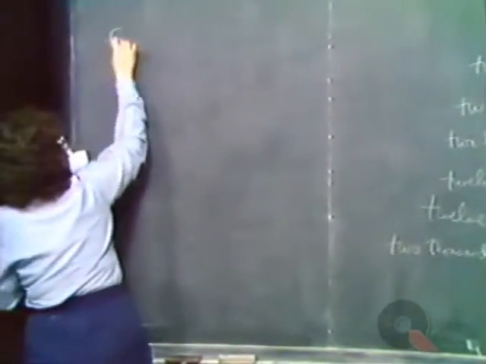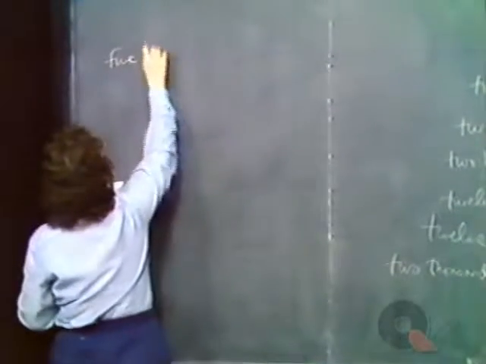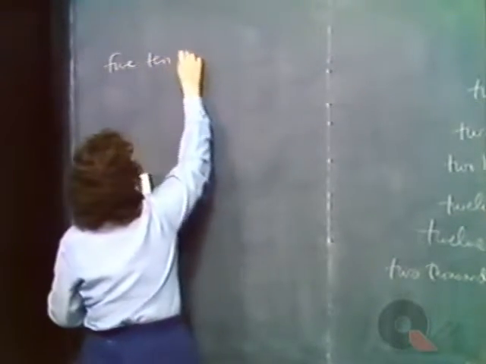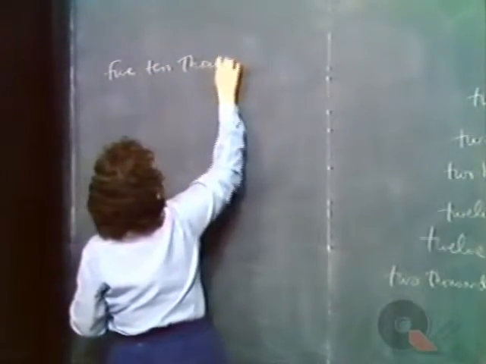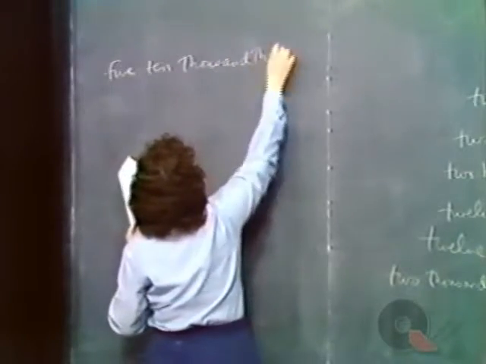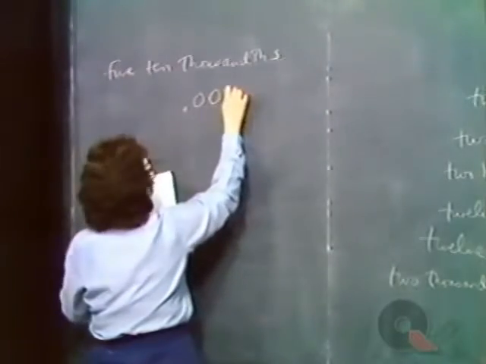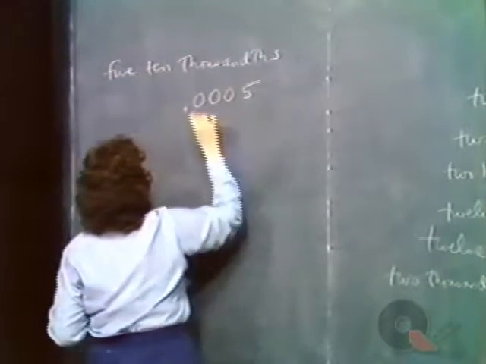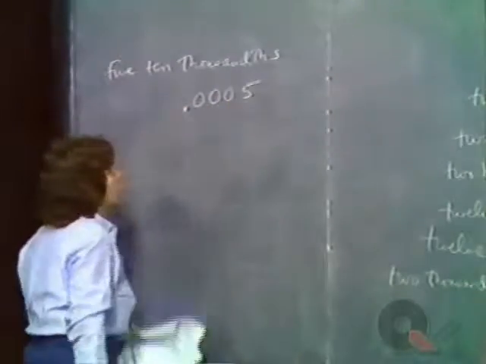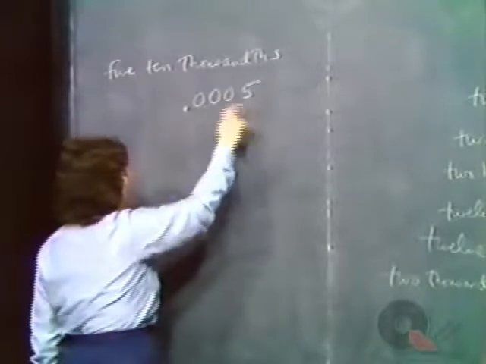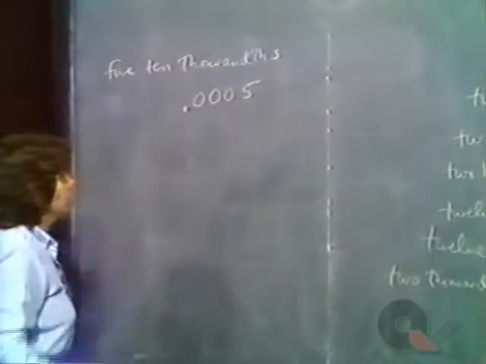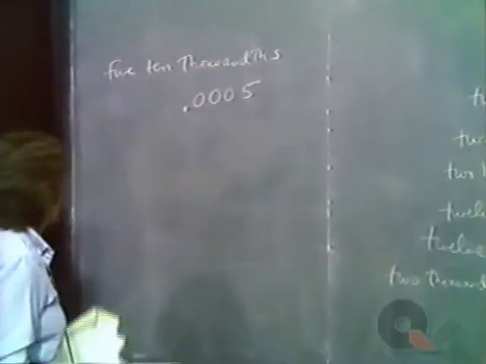Okay, how about 5 ten-thousandths? That would be 0.0005. The 5 in the ten-thousandths column.